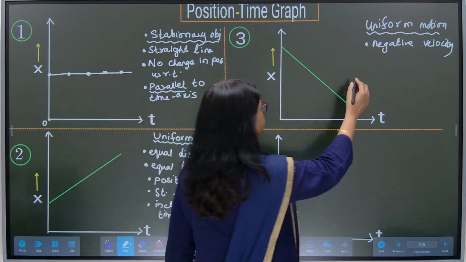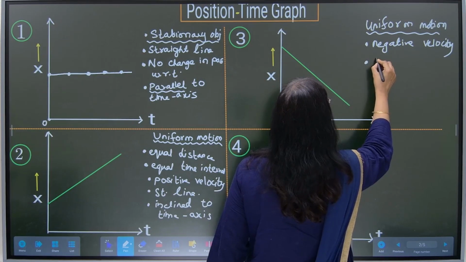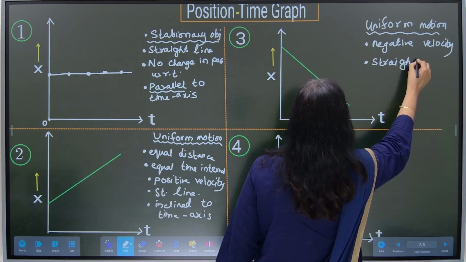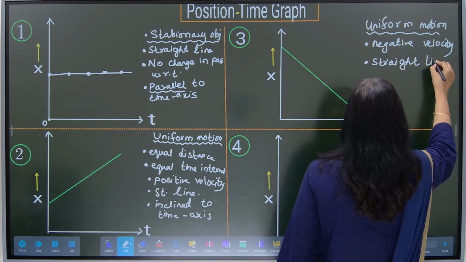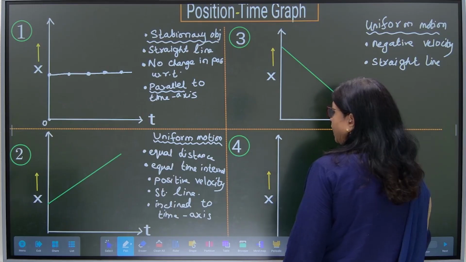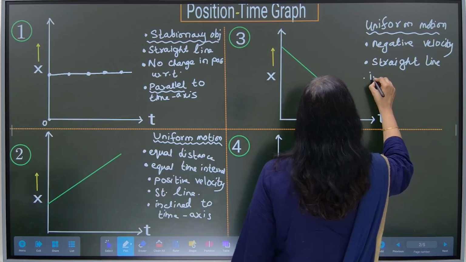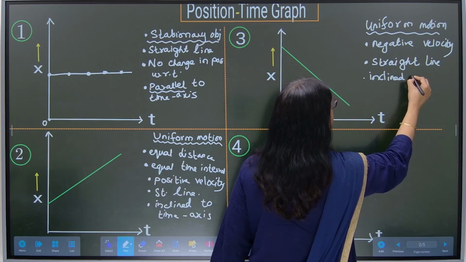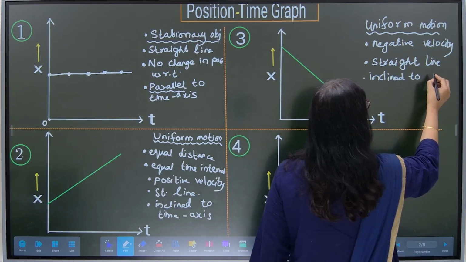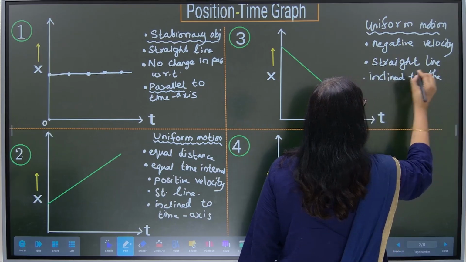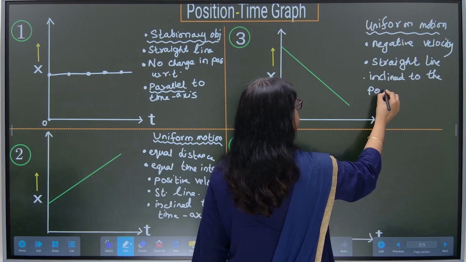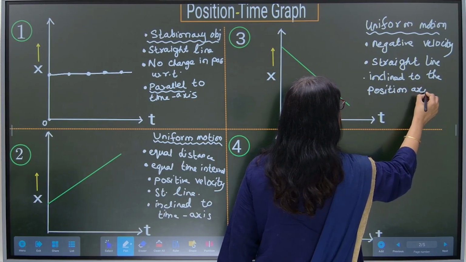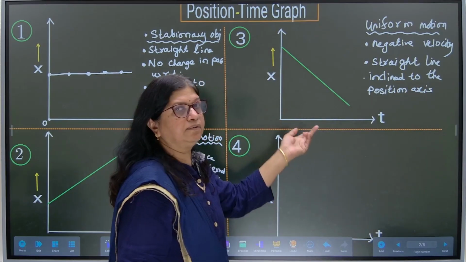How is this graph? It is a straight line. How does it look like? It looks inclined to the position axis. Where is the position axis in this case? The y-axis.